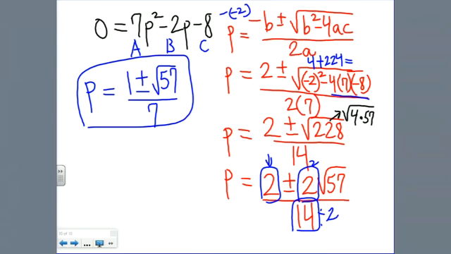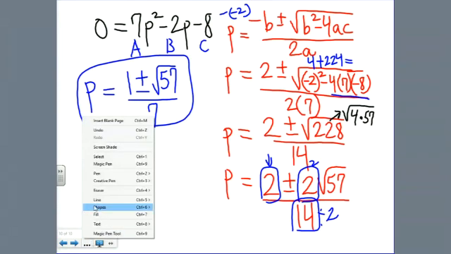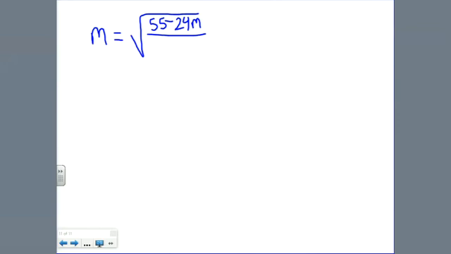Let's look at an example involving square roots. And we may or may not have to use the quadratic formula. We have the following example. M is equal to the square root of, and the right-hand side is a fraction under the radical, 55 minus 24m, all over 7.